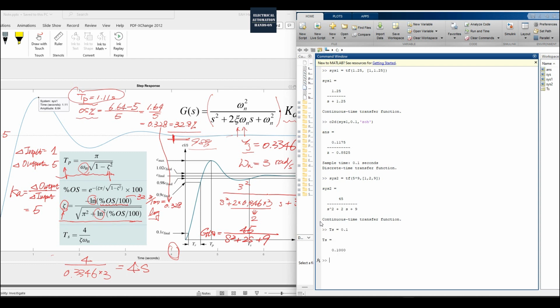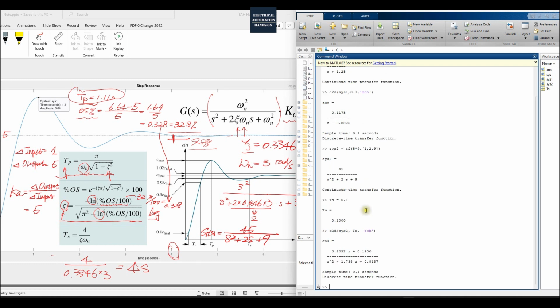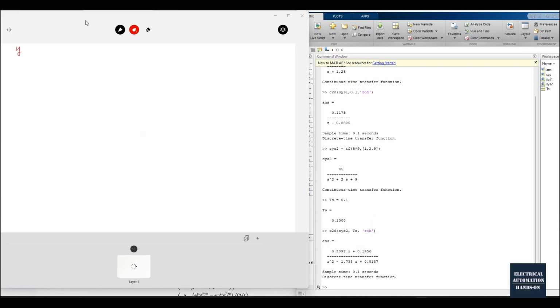And then we will use c2d. This time the system is system 2, and then the Ts sample time. And again, we will use the zero order hold for this conversion. After this conversion, we will see this is the Z domain transfer function. Same thing, so y z over x z equals 2187. This is the Z transfer function from MATLAB.